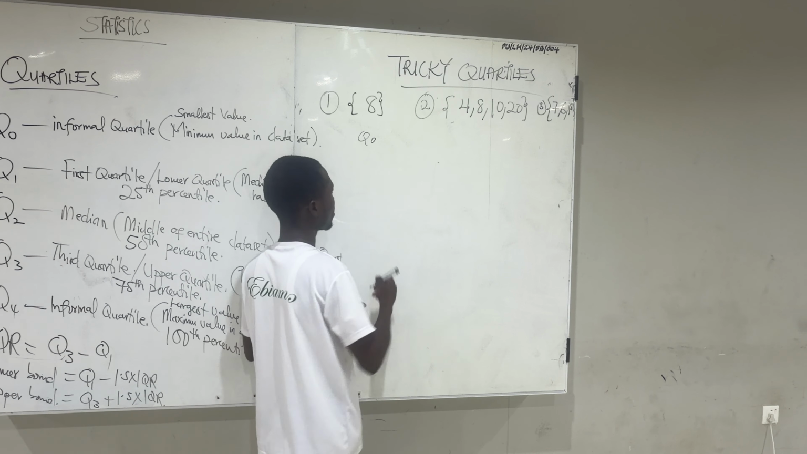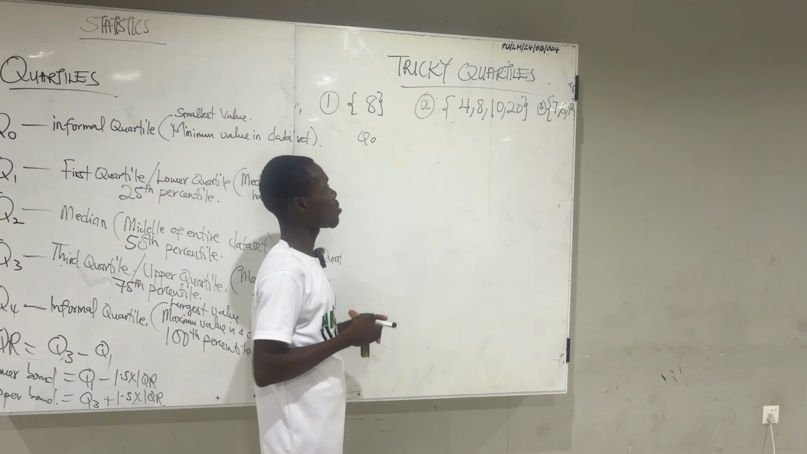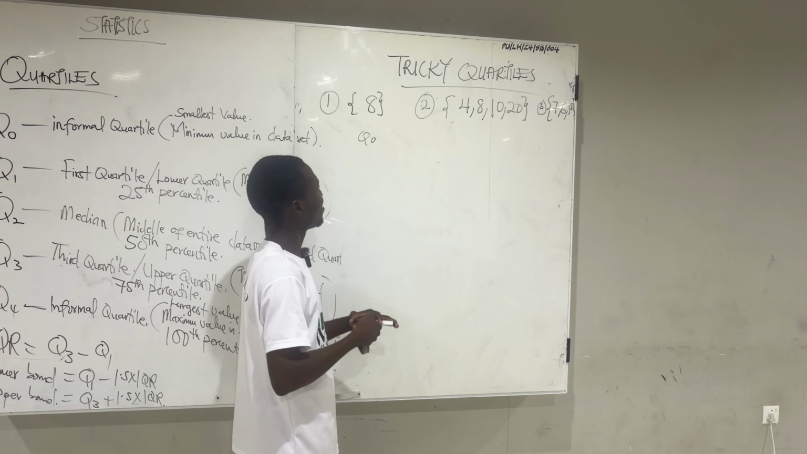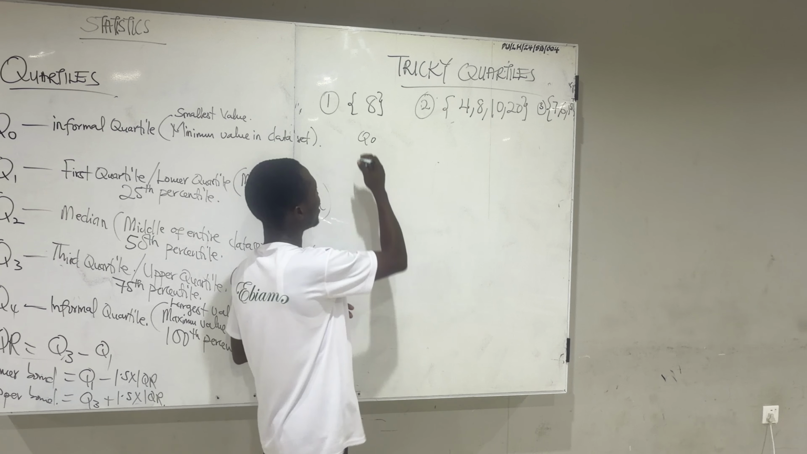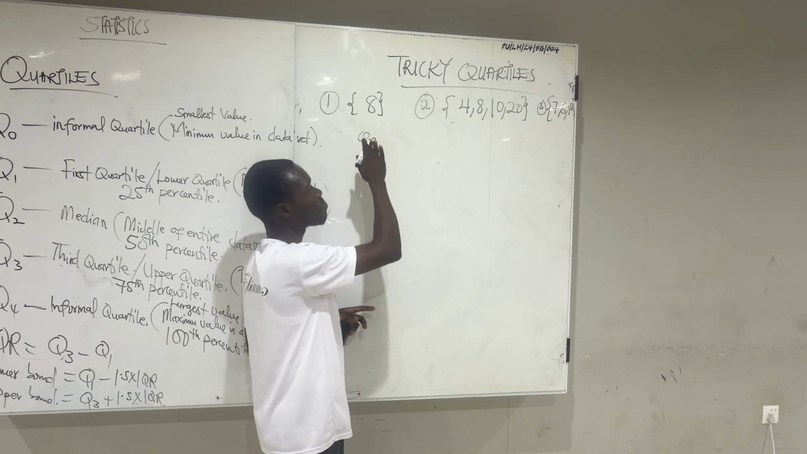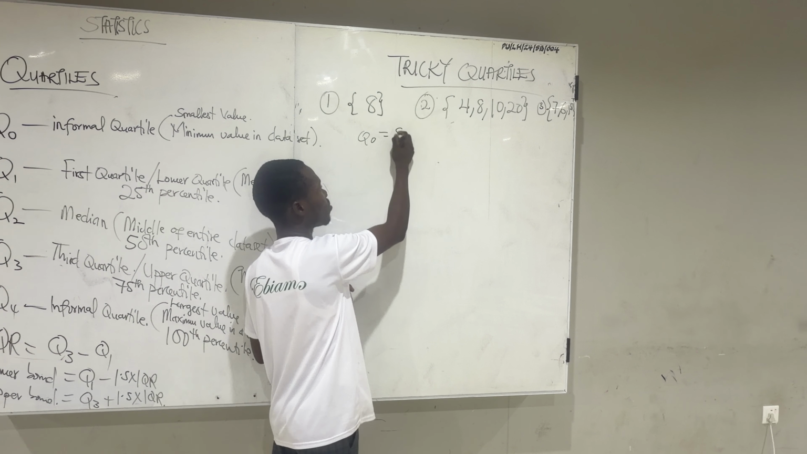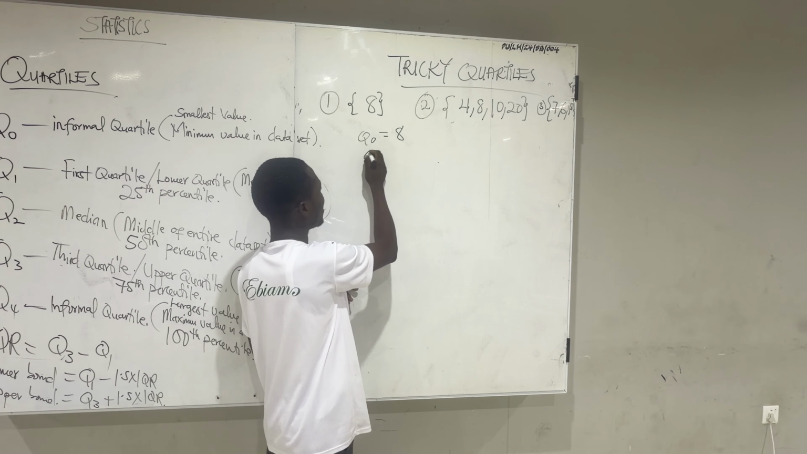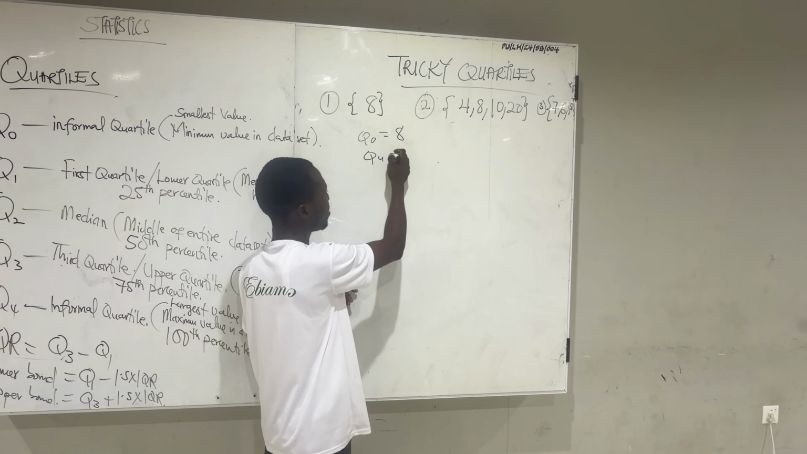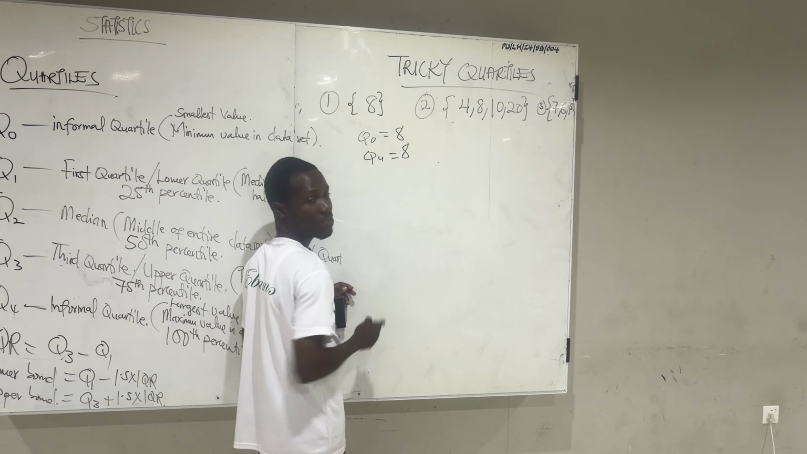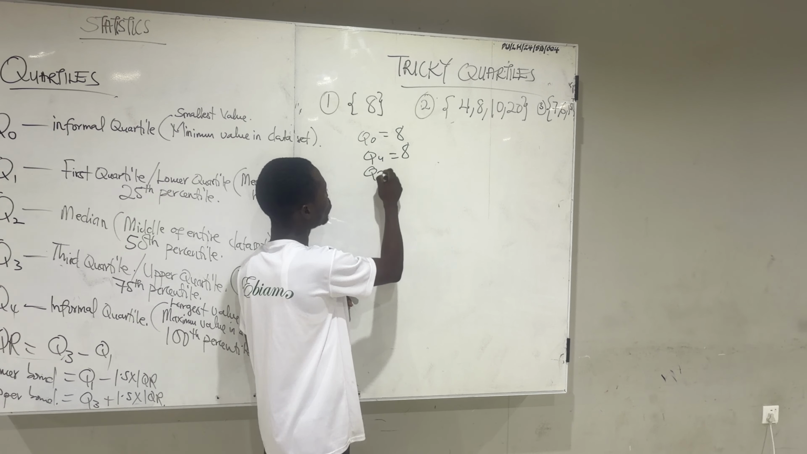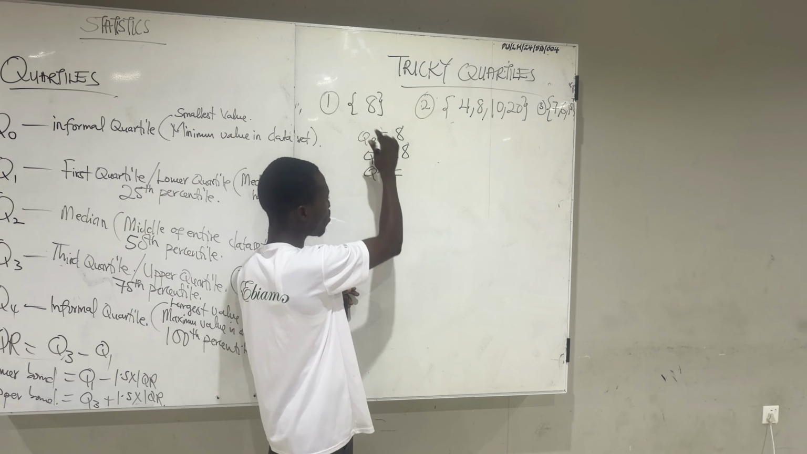Our Q0. Okay. Q0 simply means the least value of the data set. And with this one, because we have a single data, the Q0 becomes 8. Then our Q4, which is the maximum value of the data set, will also become 8. Now Q2, which is the median, will also be 8.